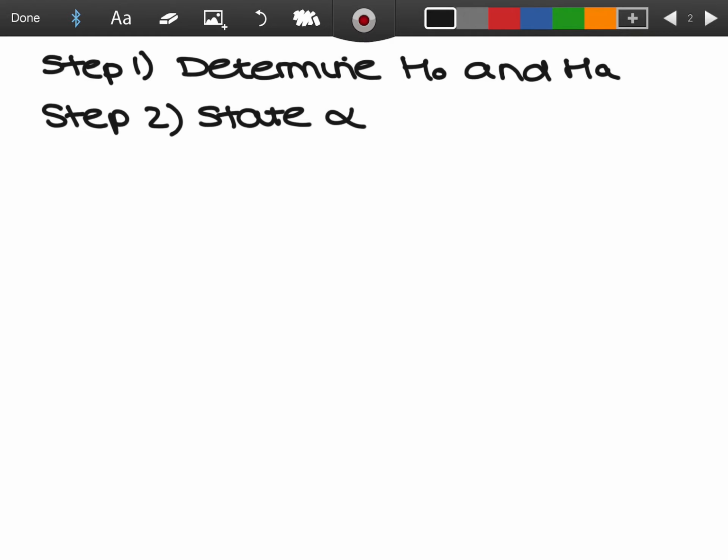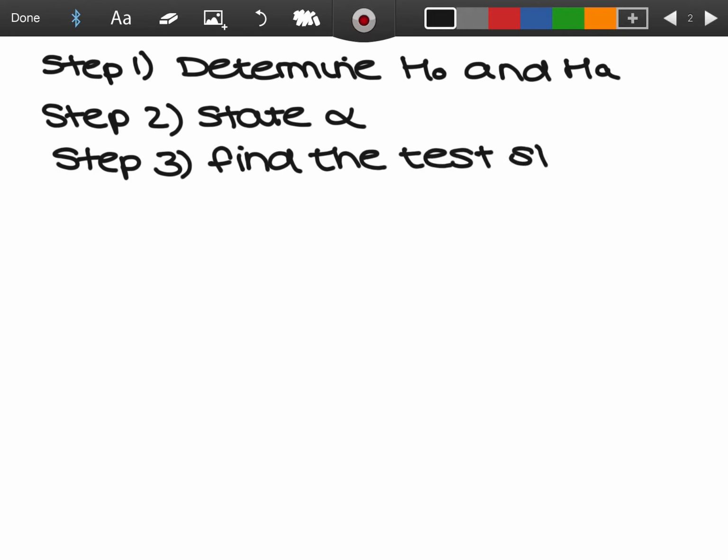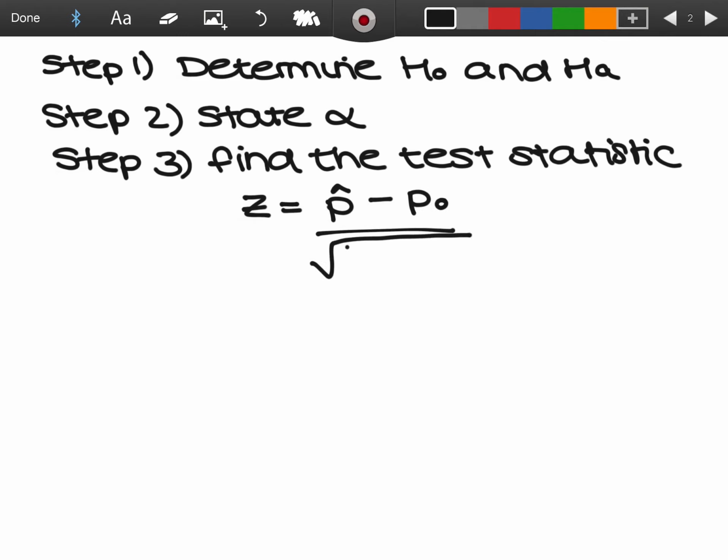Step 3 is to find that test statistic. And that is what we've just said. That's that Z score, that Z value that we just talked about, which is the Z transformation. And it looks very much like the last one. It's just that your standard deviation over the sample size looks slightly different this time. But it's very much the same as what we've done before. Then step 4 would be to find the critical value, and that's based on this significance level alpha.